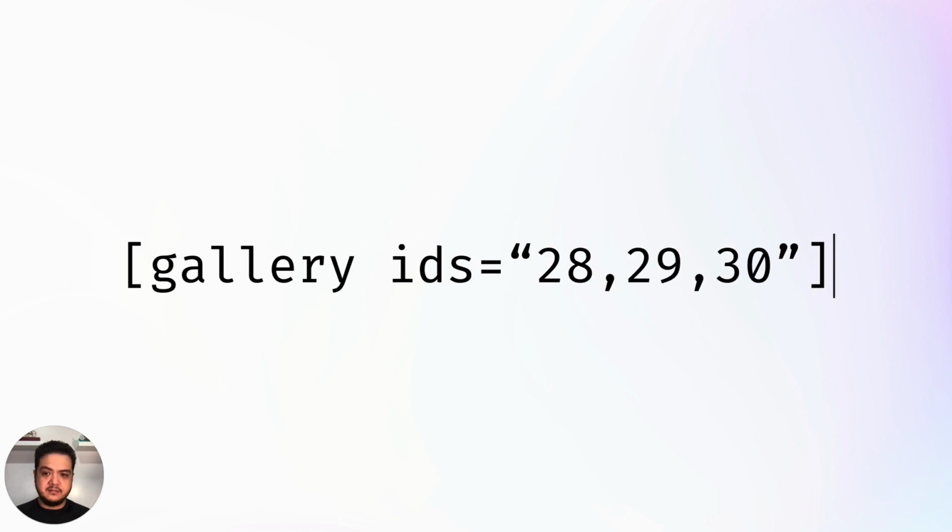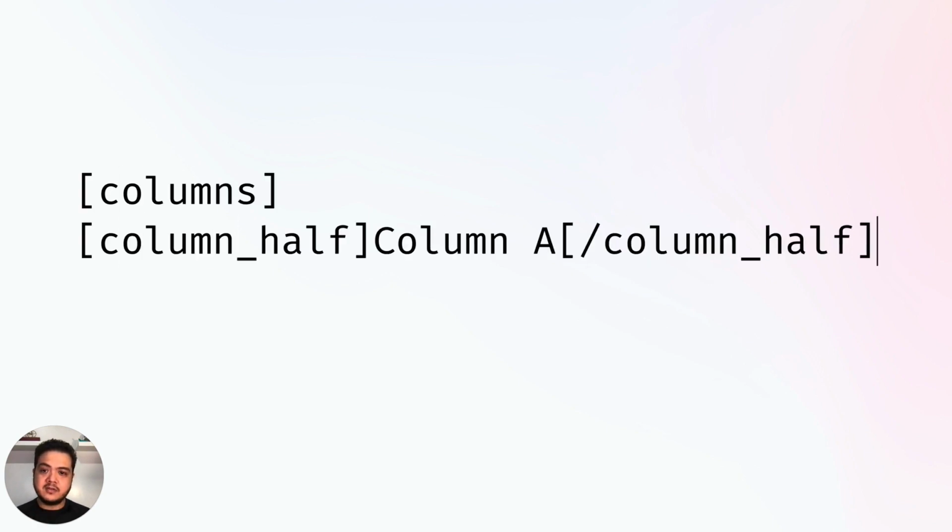Something like this. This one displays a gallery with 3 pictures. So this is okay and there's nothing fancy about this. You can easily understand what's going on. But then people started using shortcodes to lay out content. And if you do it that way, it can look something like this.